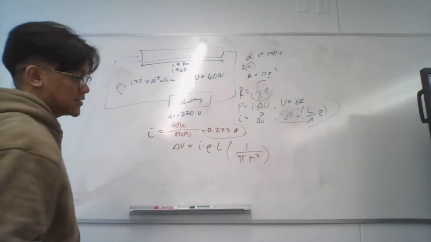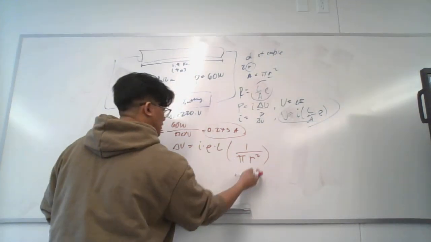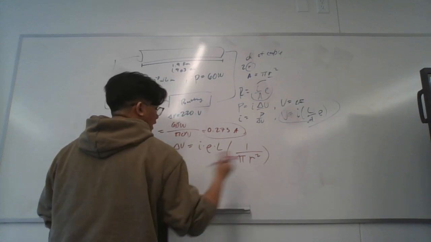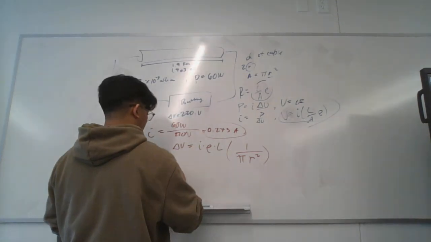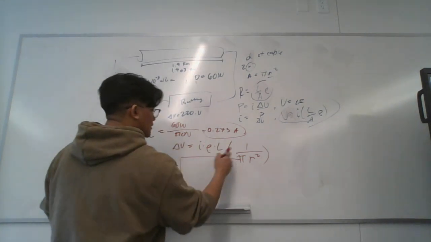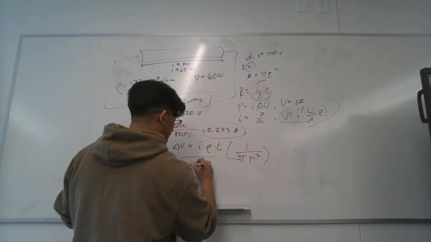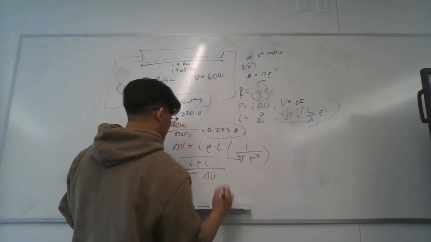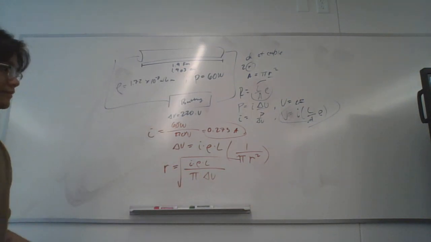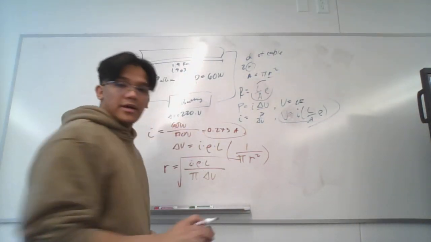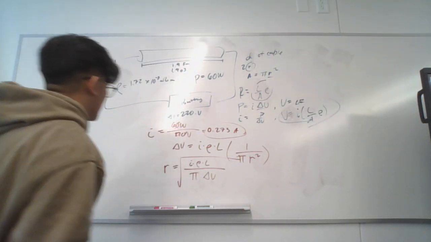We can rewrite this in terms of R as well. So we can just go ahead and just multiply the R over here, divide by delta V, and then we can just go ahead and just solve for it. So we have R is equal to the square root of, these three stay the same, all over pi delta V.